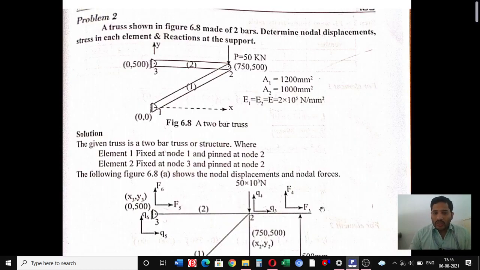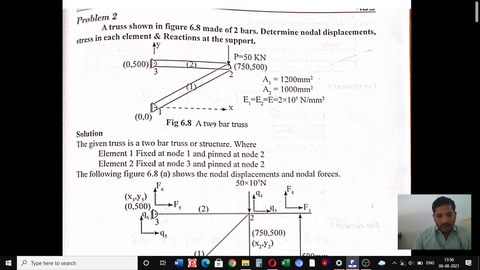A truss, as shown in the figure, is made of two-dimension bar elements. First of all, we need to determine the nodal displacement, that is, we need to find out the values of Q1, Q2, Q3, Q4, Q5 as well as Q6. As well as we need to find out the stress in each element, that is, the values of sigma 1, sigma 2. And the reactions at the supports, R1, R2, R3, we need to find out. Clear here?